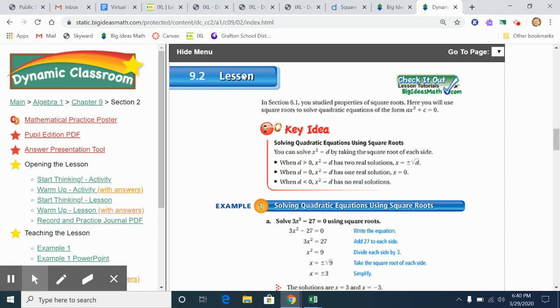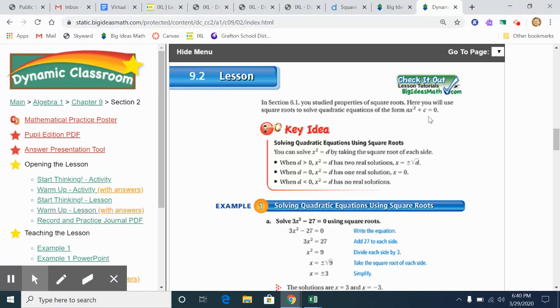So here we go. So 9.2, it says in section 6.1, you studied properties of square roots. Here you will use square roots to solve quadratic equations of the form ax squared plus c equals 0. So what that's essentially saying is we can use square roots to solve quadratic functions, but we can only use this method if it's in a specific form, which is ax squared plus c equals 0.